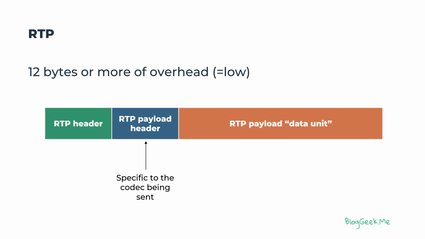Then there's the RTP payload header. This is specific to the codec that is being sent. If we send Opus or VP8 or VP9 or AV1 or H264 or any other codec, the payload header is going to be different from one to another and will be specific to that codec. There is a certain RFC that you'll be able to find for each codec of what its payload header in RTP is going to look like. After that, we have the actual payload, the data unit. This is the media that we want to send.